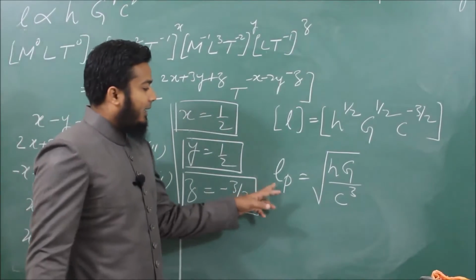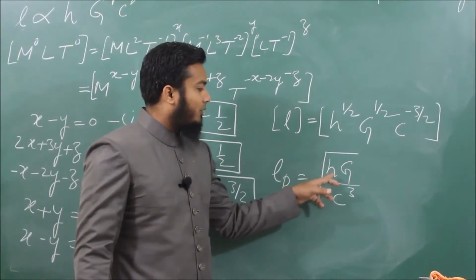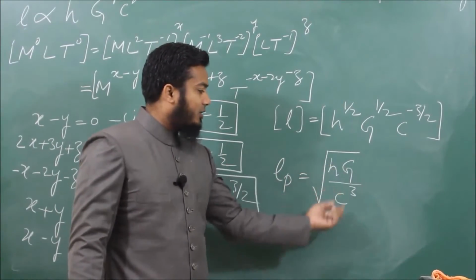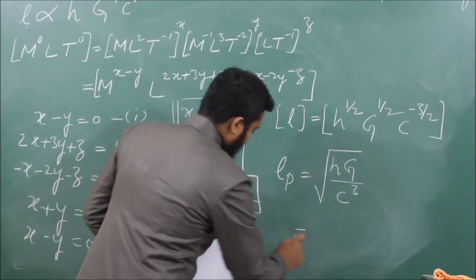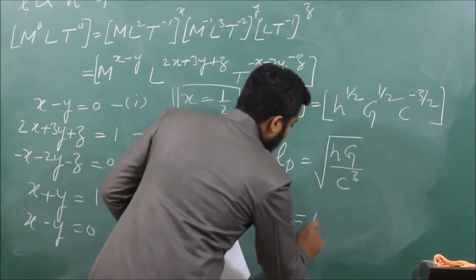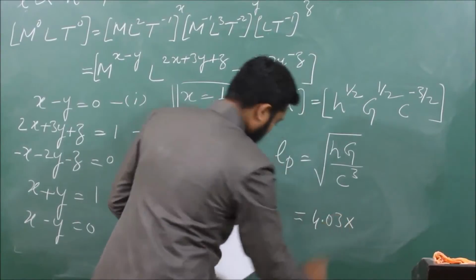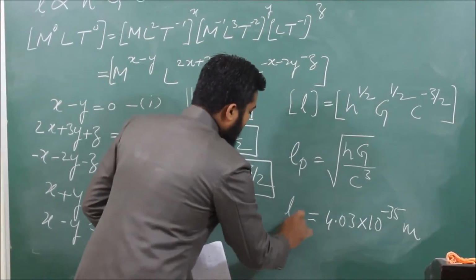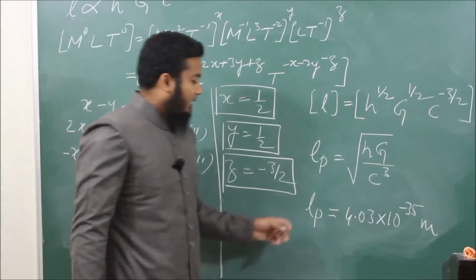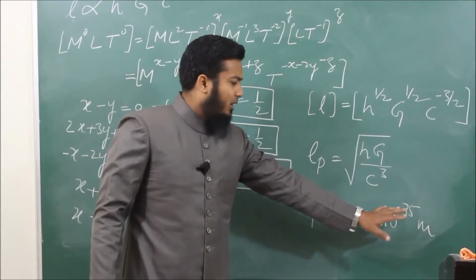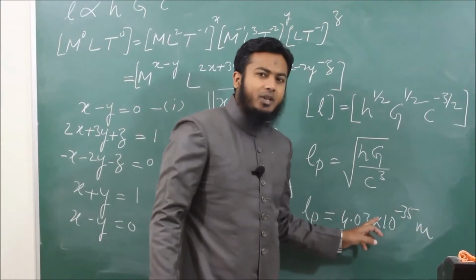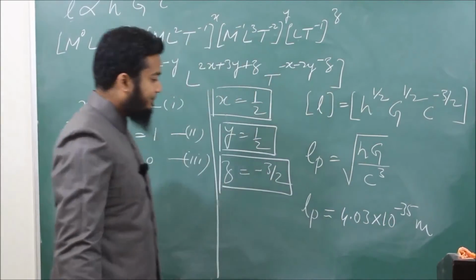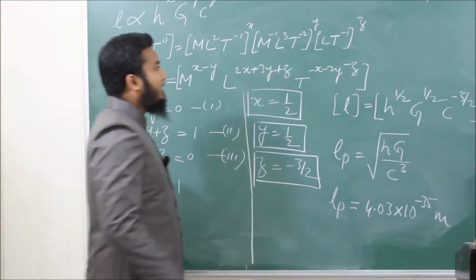So the Planck length is the square root of hG over c cubed. Now if you put the values of h, G and c, the Planck length comes out to be 4.03 into 10 raised to the power minus 35, which is a very small length beyond any measurement. The Planck length is of order this. You can see when this number is either very large or very small, these factors will not matter much. So this is our Planck length.